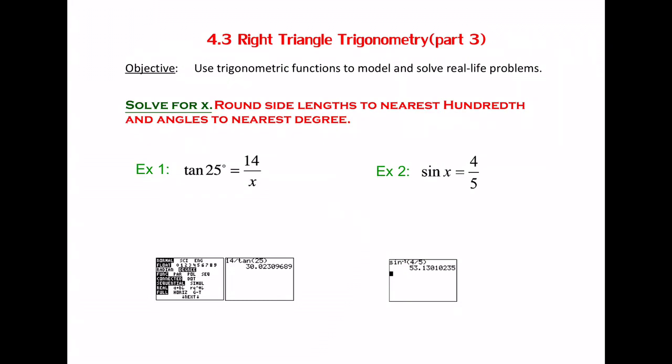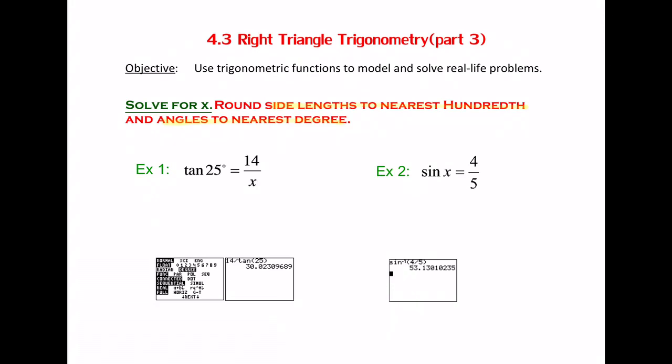So we're going to solve for x. If it's a side length, we want to round to the nearest hundredth. If it is an angle, we want to round to the nearest degree. So side lengths, nearest hundredth; angles, nearest degree.